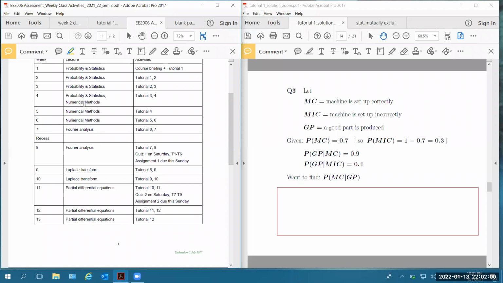Then let me talk about numerical methods. A lot of students score very well in numerical methods. Numerical methods are actually quite tedious. Straightforward and tedious, that's how I would describe it. Straightforward meaning there's no trick, very straightforward, but it's tedious. So you need a clear mind to do it well.